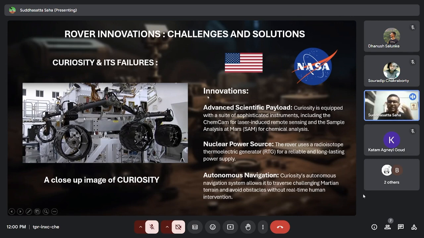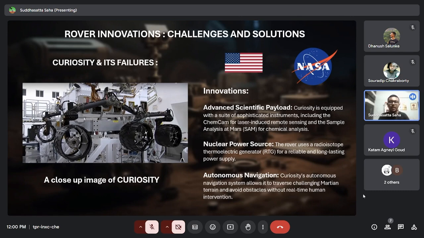It has a very advanced scientific payload. It is equipped with a suite of sophisticated instruments for analyzing. I've given it in the PPT. Now, something interesting about Curiosity is that the power source is nuclear. It is a nuclear power source, which is a very reliable and long-lasting power supply.